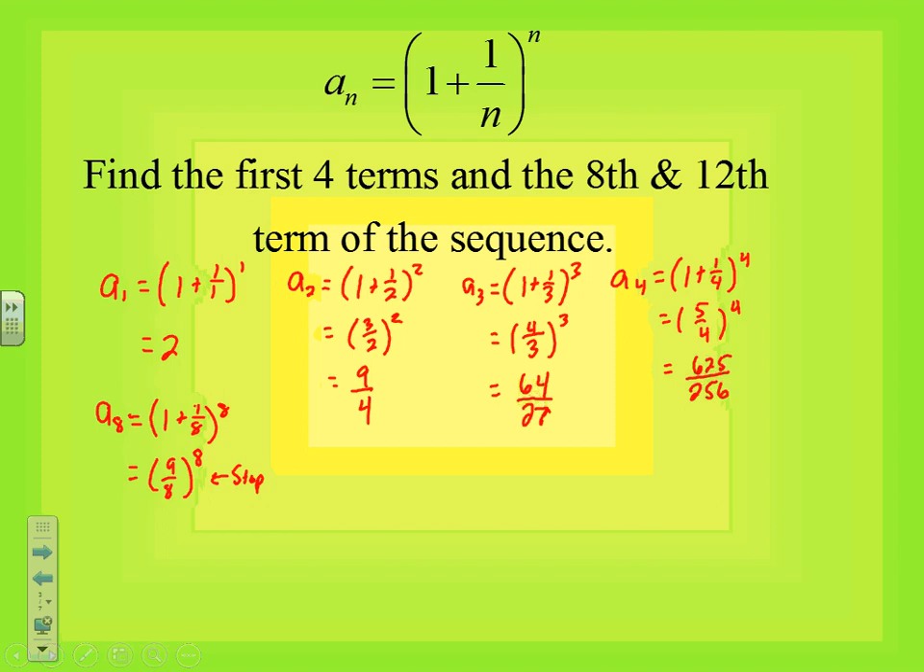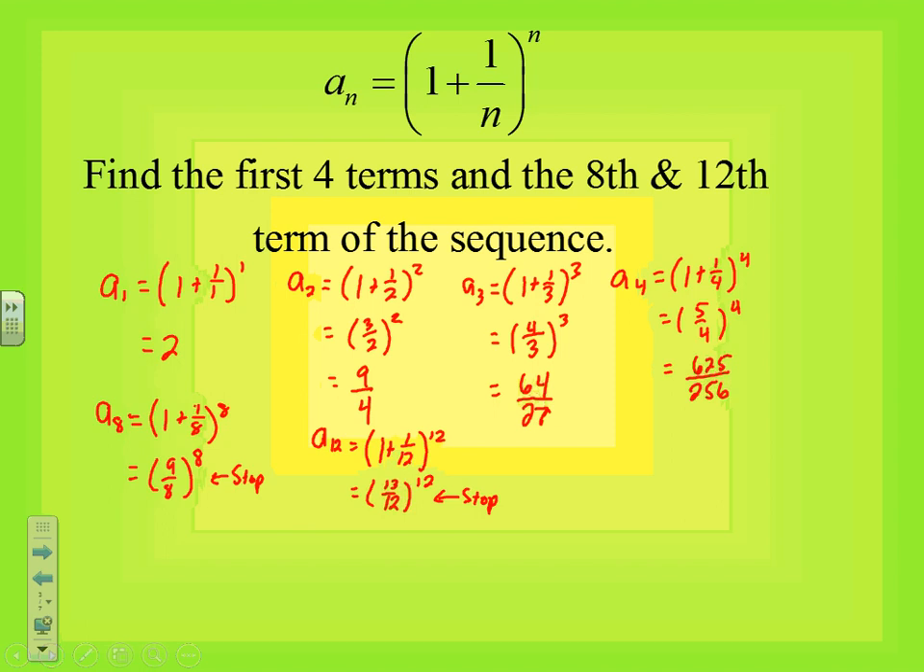And we still have a bigger one to do yet. We still have the 12th number in the sequence. So that means I'm going to raise something to the 12th power. So 1 plus 1 over 12 to the 12th power. Again, 1 plus 1/12 is going to be 13 over 12 in the parentheses. 13 to the 12th power is much, much bigger than 9 to the 8th power was, and we didn't try to write that out. So again, I'm going to just stop at that point.